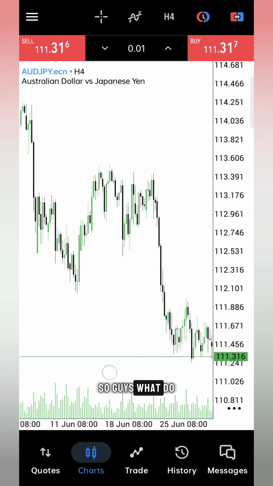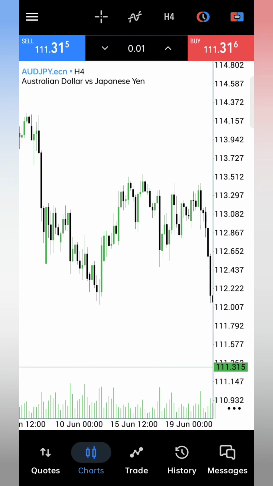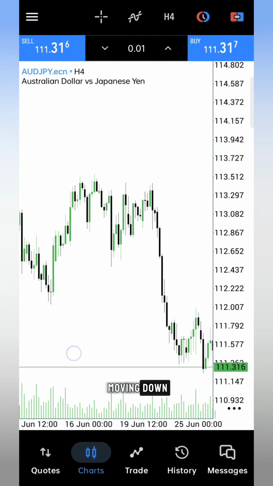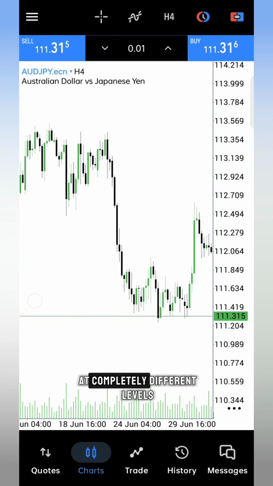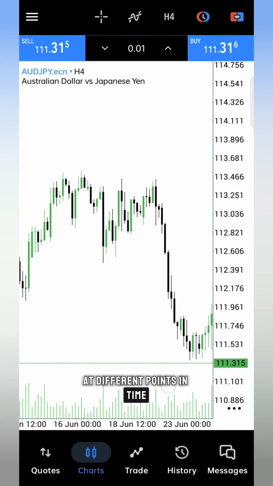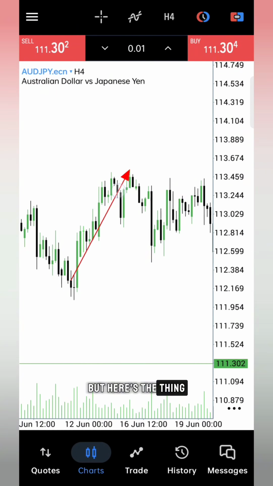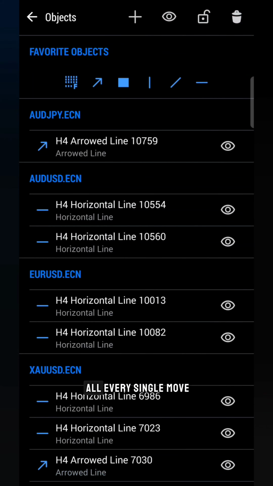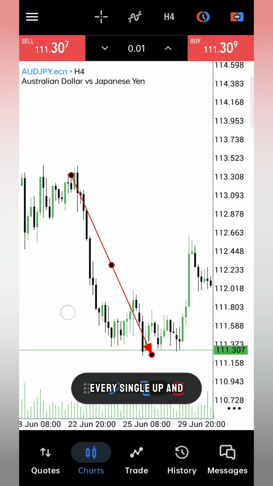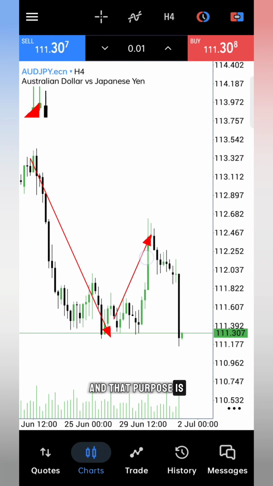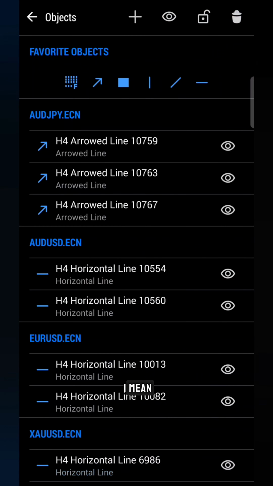So guys, what do we see on this chart at first glance? Just a lot of ups and downs, right? Price moving up, price moving down, being bought and sold at completely different levels at different points in time. To most traders, this looks completely random. But here's the thing, it's not random at all. Every single move, every single up, and every single down has a purpose behind it. And that purpose is smart money. Let me show you exactly what I mean.